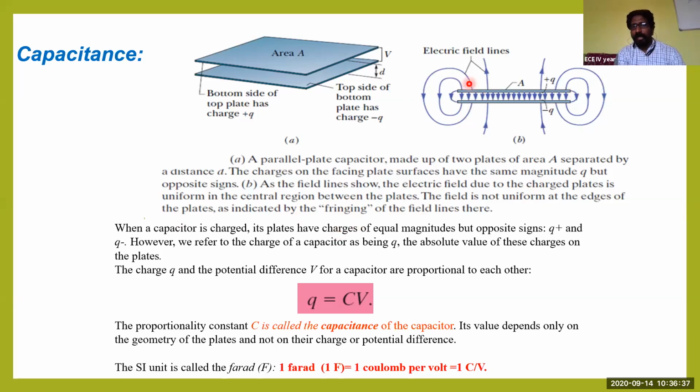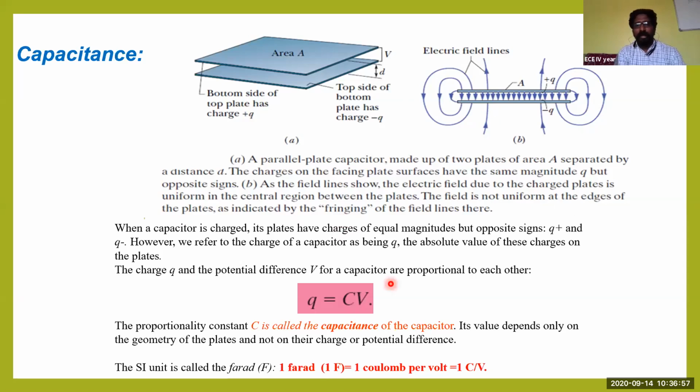Here at the edges you will not have a uniform electric field, whereas in the center part you will have the same uniform electric field, which I studied in the basics of BEE, the basic electrical engineering subject, and also in physics. Now let us see the formula for the capacitance.